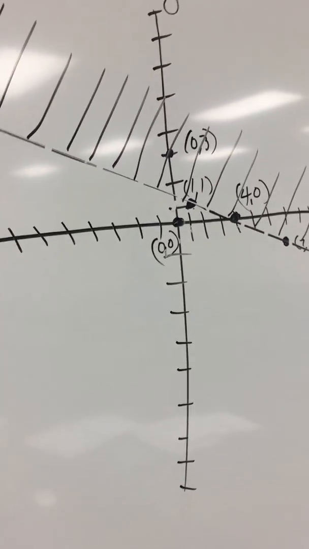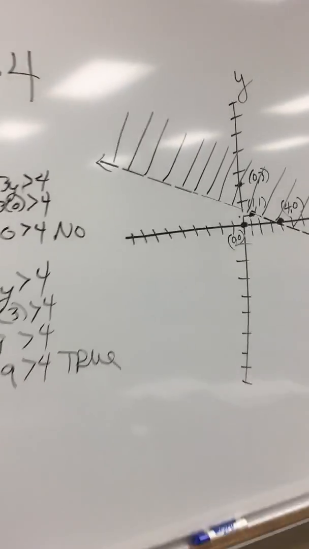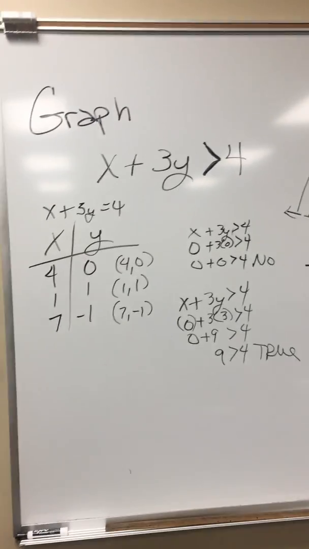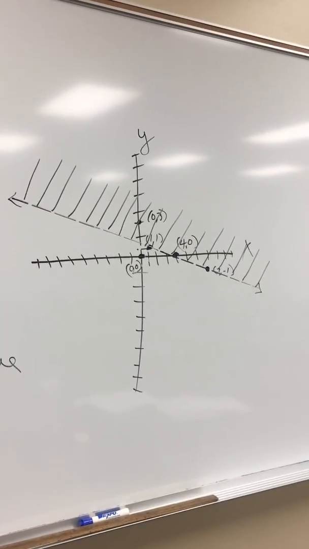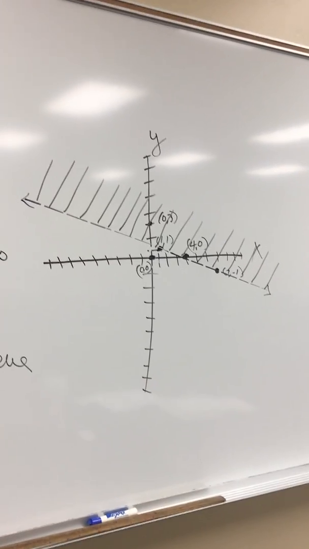So if you're asked to graph x plus 3y is greater than 4, then this is what the graph will look like with the shading on the top side of the line.